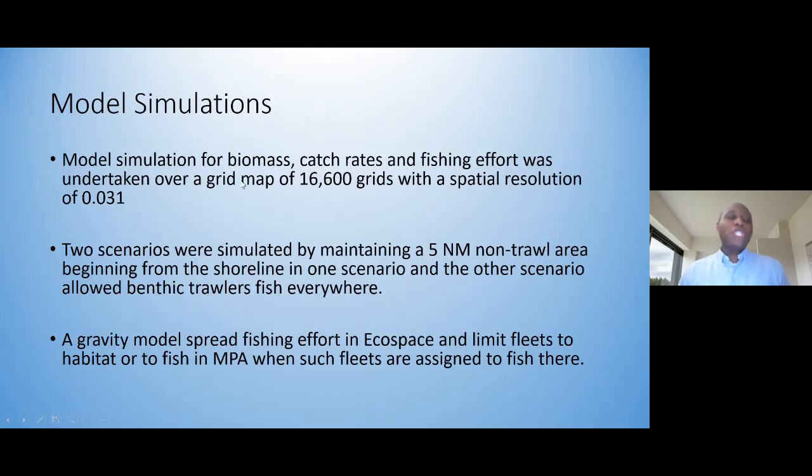So my model simulation for biomass, catch rates, and fishing effort was undertaken over a grid map of about 16,600 grids with a spatial resolution of 0.031. Two scenarios were simulated by maintaining a 5 nautical mile non-trawl area beginning from the shoreline in one scenario, and the other scenario allowed benthic trawlers to fish everywhere. A gravity model spreads fishing effort in Ecospace and limits fleets to habitats or to fishing MPAs when such fleets are assigned to fish there.